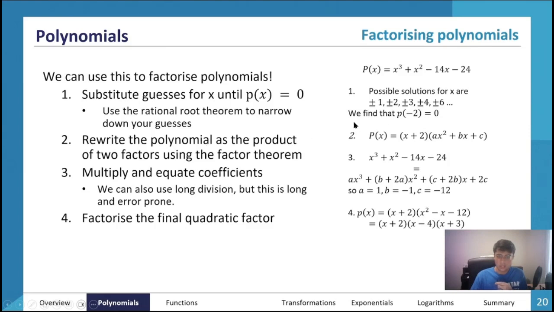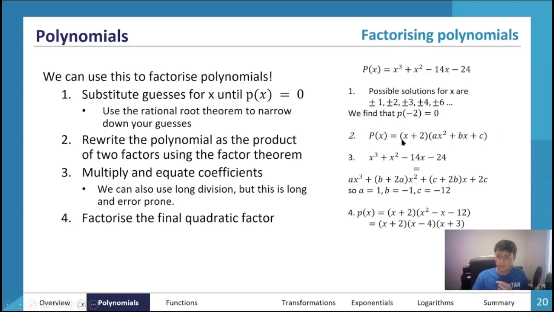The next thing we do is use the factor theorem to rewrite the polynomial as the product of two factors. Looking on the right side here, since p of negative 2 is equal to 0, by the factor theorem, that means that x plus 2 is a factor. So we can rewrite the polynomial. First we start off writing x plus 2, and then we know that there's a quadratic factor left, ax squared plus bx plus c. We don't know the values of a, b, and c, but we can use our knowledge of equating coefficients to find those values.